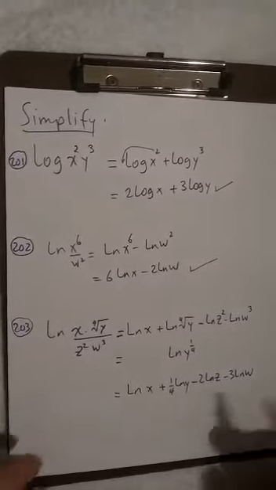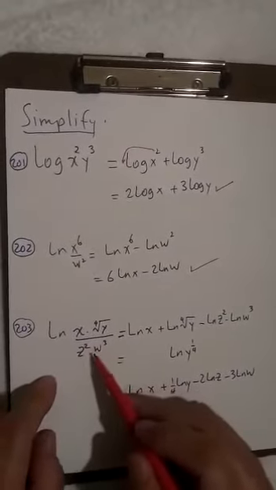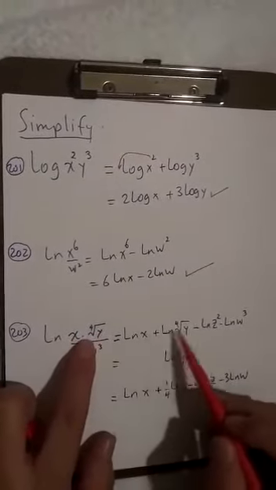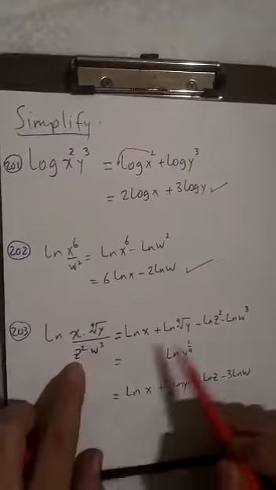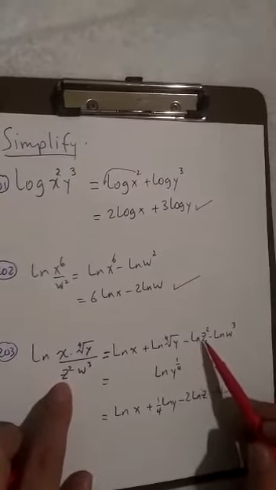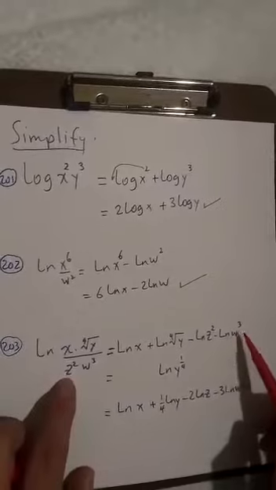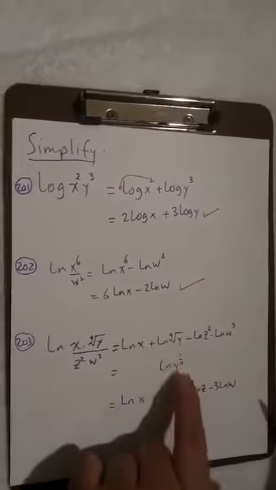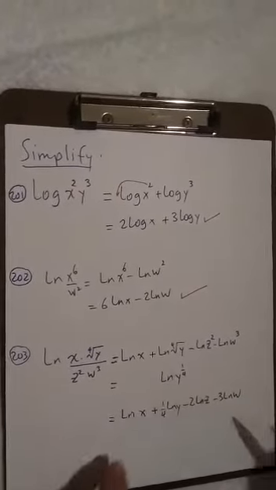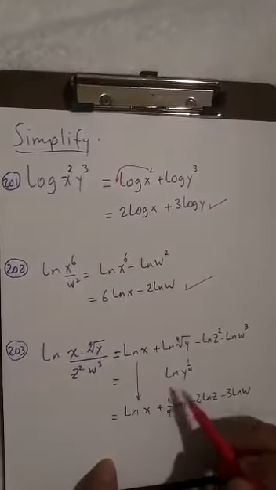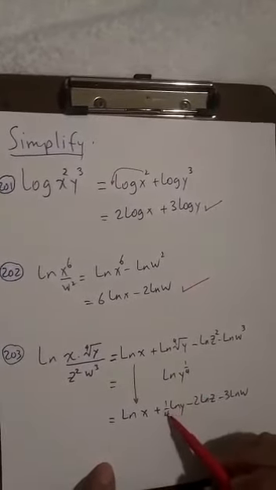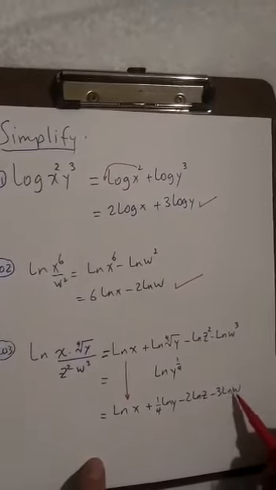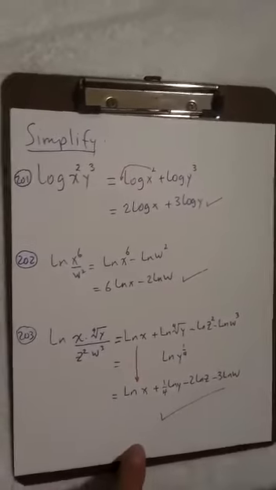For this one, we have a product here divided by something. So first you do, it will be ln x plus ln of 4th root of y. These two are in the denominator, so it will be minus ln of z squared minus ln of w cubed. It's minus because it's in the denominator. 4th root of y is the same as y to the power 1/4. ln x, we just bring it down. Now for this one, you bring out 1/4 ln y. Here you bring out the 2 ln z minus 3 ln w. Done.